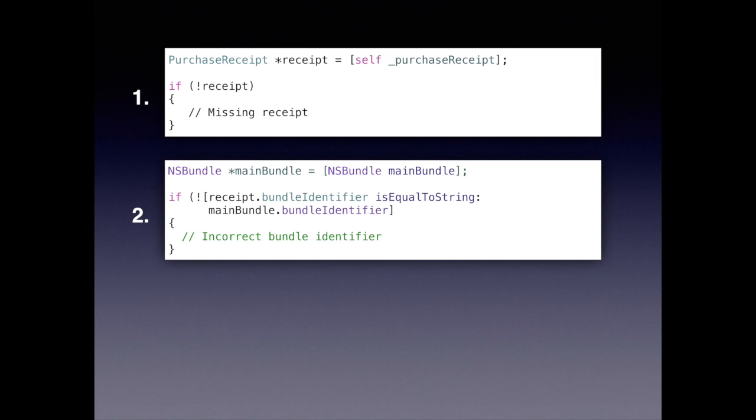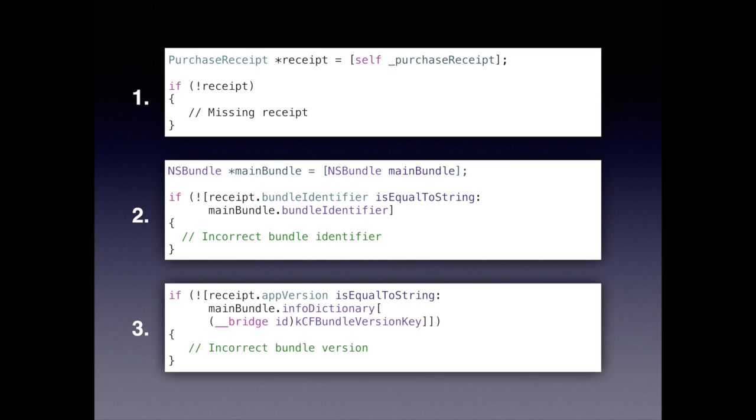But not for the third step. I couldn't be bothered. But you could also, as I said, compare the bundle version with a static string. In this case, I'm only going as far as comparing the app version that's in the receipt with the one that's in the info dictionary of the main bundle. Yeah, works fine. So the fourth step is a bit more involved.